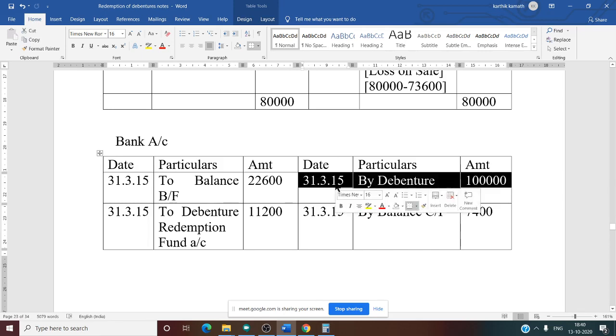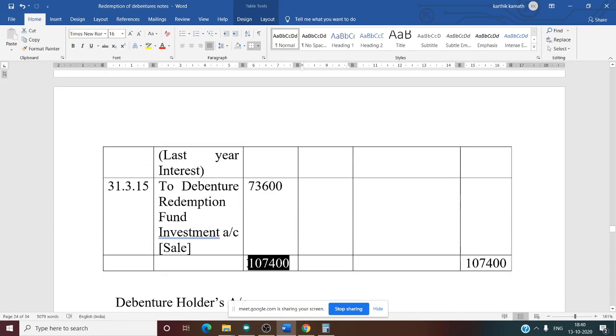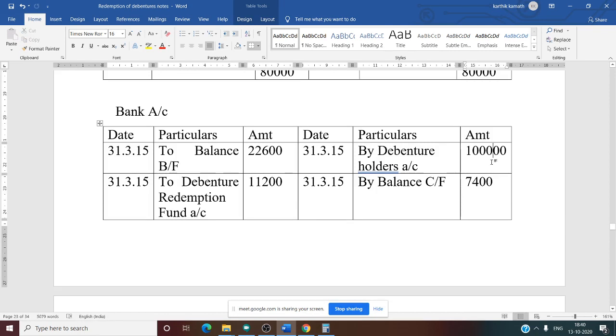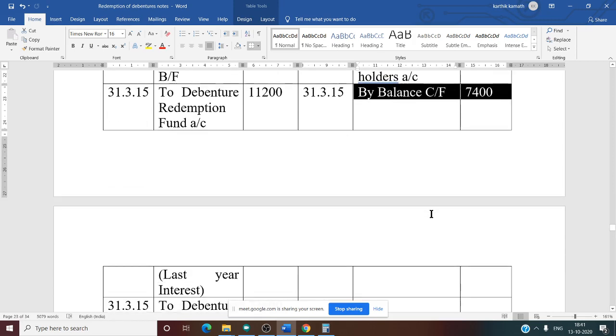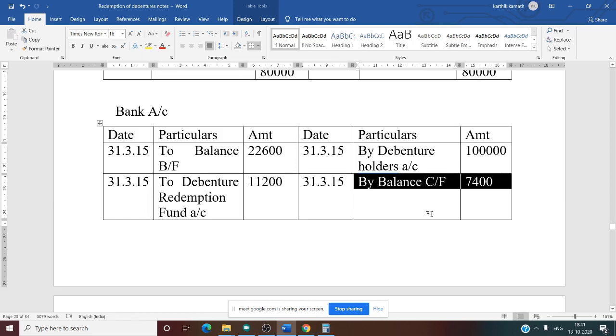See this, payment is made. So what balance is remaining after making the payment? 1,07,400 is our total. From that, if you take 1 lakh, that is the payment, you will get 7,400. That is the unutilized balance remaining in the bank account. So by balance carried forward, the balancing figure is 7,400. And if you are doing the bank account for future purposes, in future years this will be your opening balance. So now we have closed the bank account also, after doing all the other things.